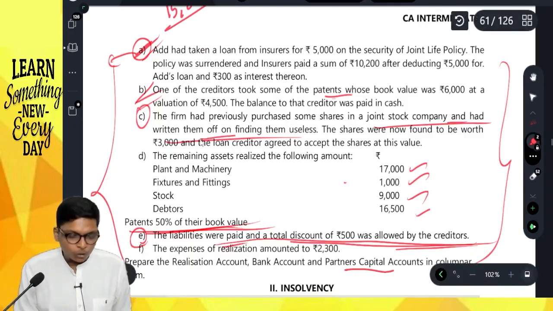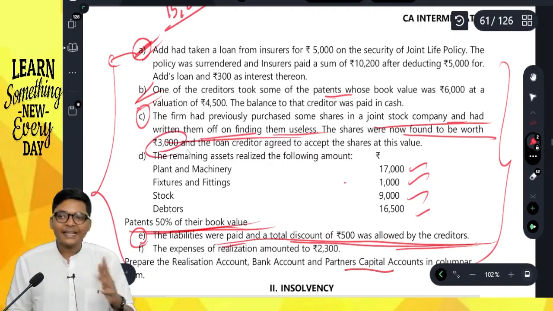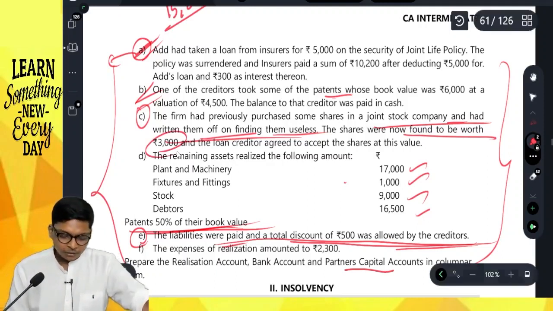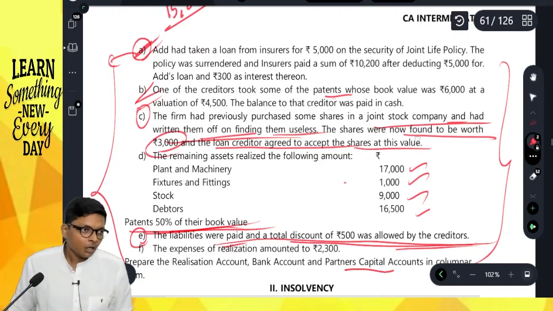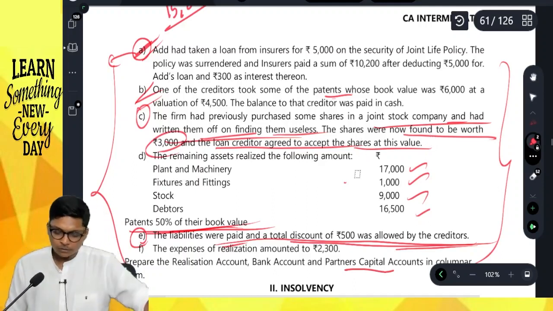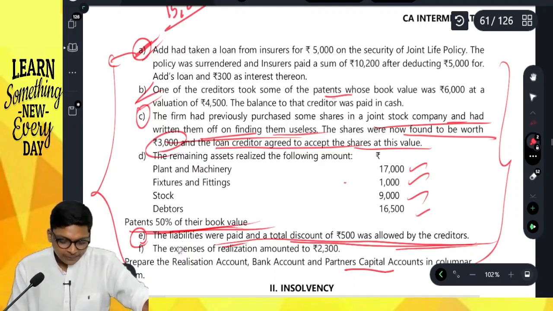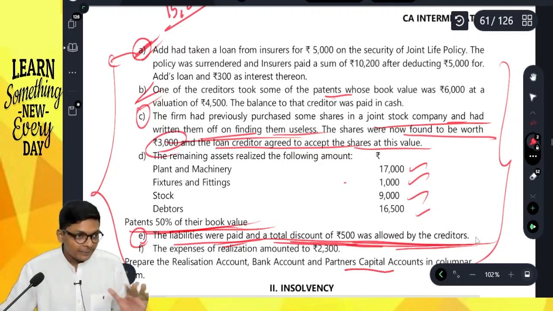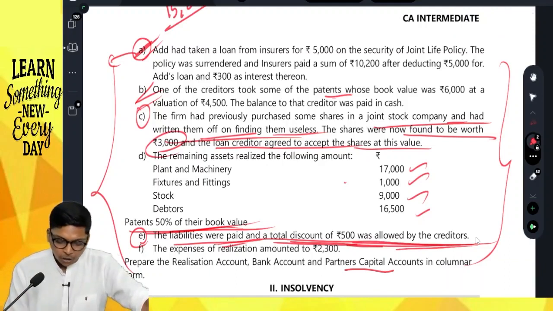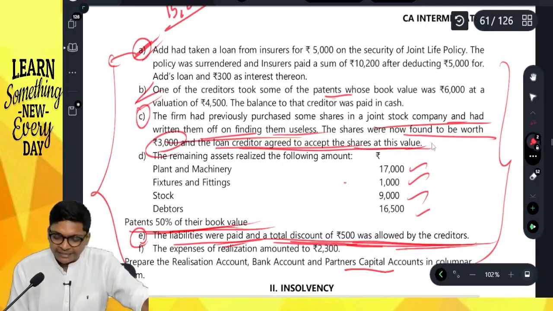Some shares which they wrote off have now been found and are worth 3,000. Very rare to make a comeback, guys. The loan creditor agreed to accept the shares at this value. That means he is taking this fully, or we are paying him. Here the words they use are liabilities were paid and a total discount of 500 was allowed by the creditors, not loan creditors. So the liability is paid. It's not that he is giving up.